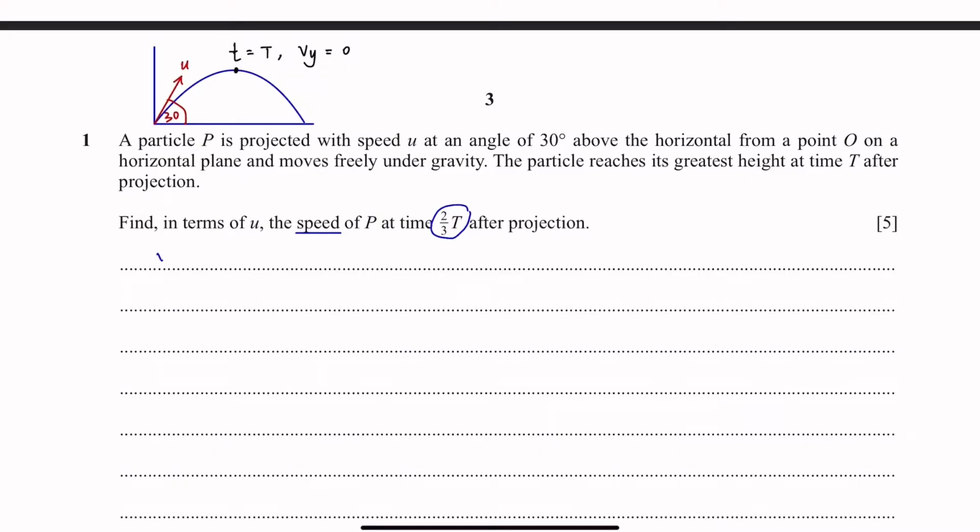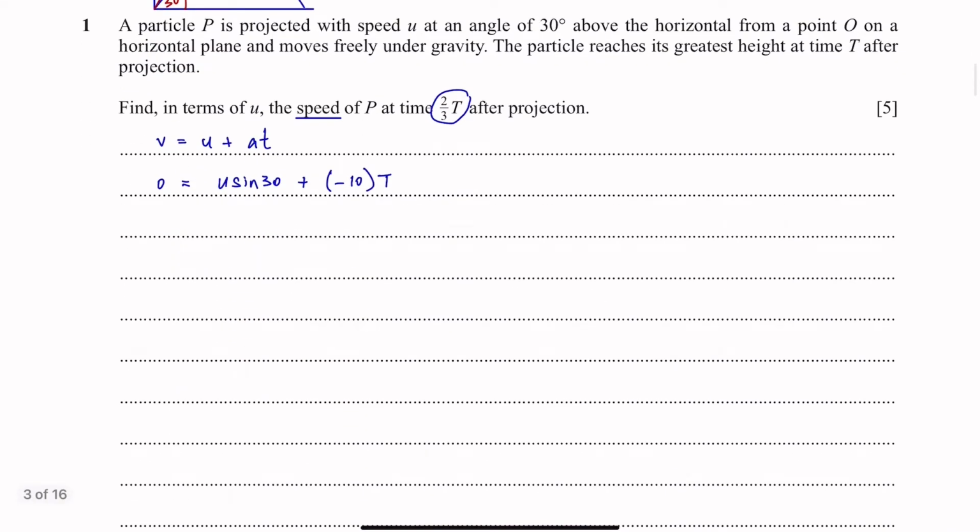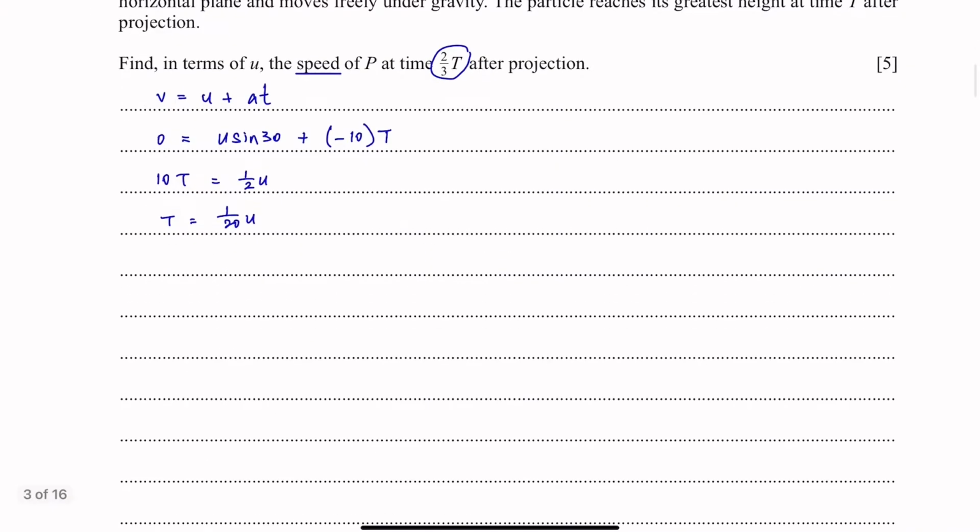So we can use v equals u plus at, this formula. So the vertical velocity would be 0 at the highest point, and the initial vertical velocity would be u sine 30, plus a would be negative 10, and time would be T. So we have 10T equals 1 over 2u, and T would be 1 over 20u.